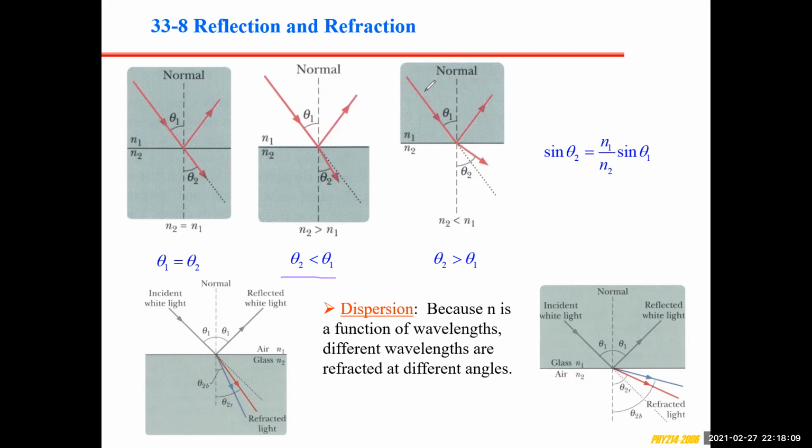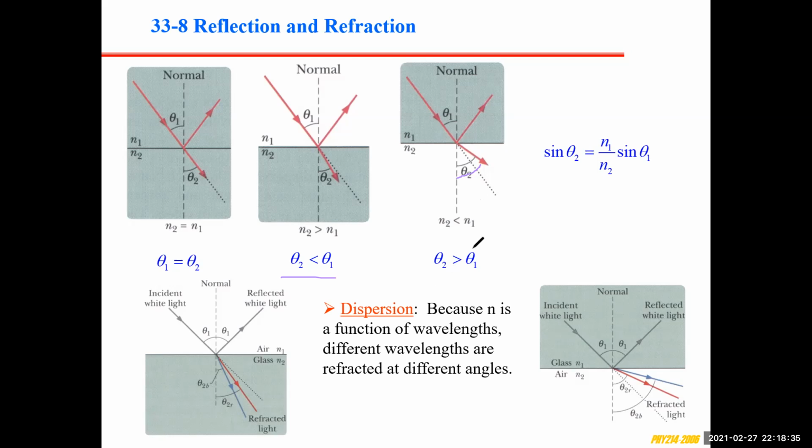What about when the situation is reversed? You have a light ray coming from the higher index of refraction to a material that has a lower index of refraction. n1 sine theta 1 has to equal n2 sine theta 2, and because n2 is smaller, theta 2 has to be larger, meaning that it's bent away from the normal. So theta 2 has to be greater than theta 1.